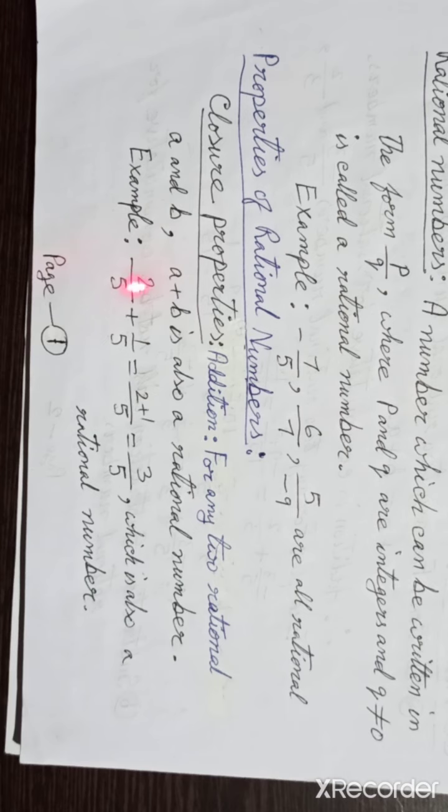Example, 2 by 5 plus 1 by 5. Taking the LCM of 5 and 5, we get 5. In the numerator 2 plus 1 is 3, and the denominator is 5. We know that 3 by 5 is in the form p by q, so 3 by 5 is a rational number. So when we add any two rational numbers, we get a rational number. So this satisfies the closure property of addition.